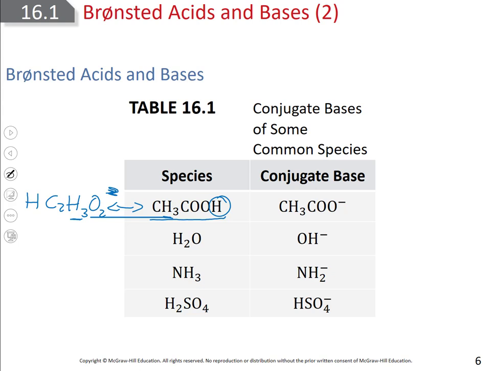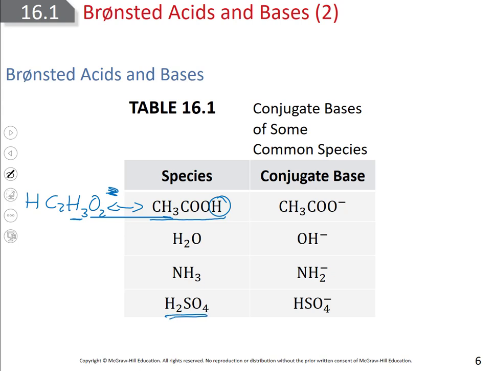H2O loses a hydrogen, it becomes hydroxide. We've seen that one. Ammonia. Now, we haven't really talked about ammonia acting as an acid. We always talk about it acting as a base because it's so easy to add another hydrogen onto ammonia and make ammonium. But it has 3 hydrogens, so technically it can act as an acid. It can donate one of those hydrogens and become NH2 with a negative charge.